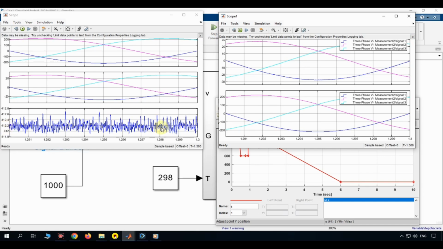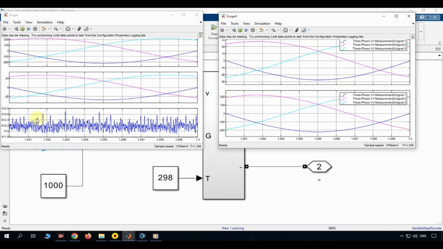In the top left and top right scopes, we can see the three-phase voltage and current waveforms measured at two different points in the system. These waveforms remain smooth, balanced, and sinusoidal throughout the simulation. This confirms that even as the irradiance changes and the power delivered by the photovoltaic generators varies, the inverter continues to inject clean three-phase current into the grid, synchronized with the grid voltage.